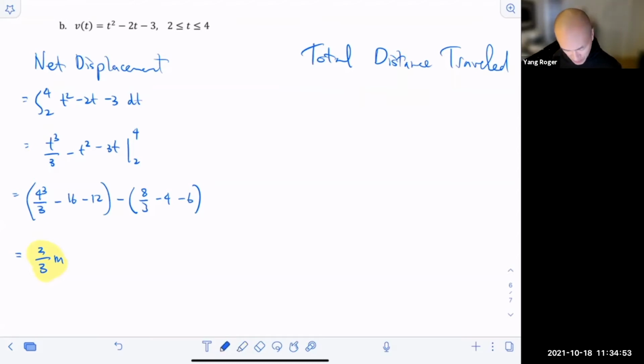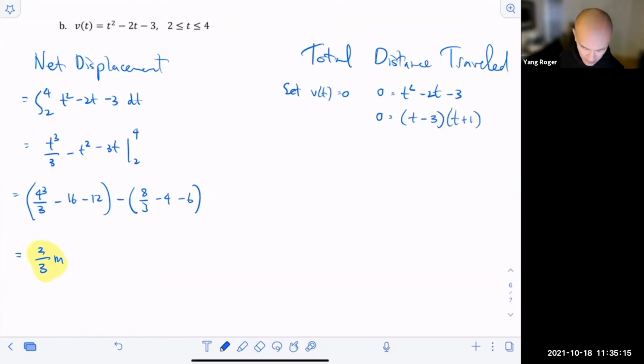The first thing we need to do is set the velocity equal to 0. So that's going to give you 0 is equal to t squared minus 2t minus 3. And you need to factor that. So that's going to give you (t minus 3)(t plus 1). And in this case, this gives you that t is equal to -1 and 3. Now, if you look, our time is only going from 2 to 4.